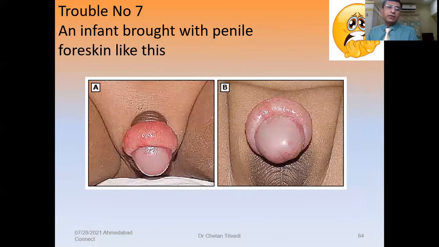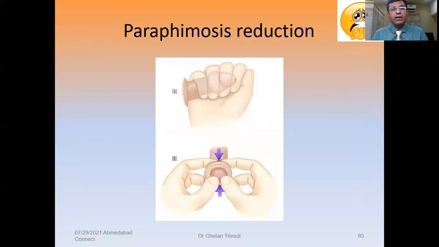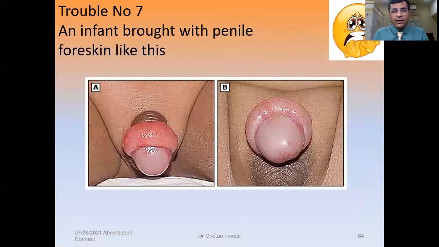Now, trouble number 7: an infant brought with a penile foreskin like this. I think the diagnosis is very clear. This is paraphimosis, and we know that there is a tight ring when the person tries to take the skin away, open it up, and they are not able to bring it down, and then ultimately it causes a very tight strangulated thing and edema of the prepuce as well as the glans.